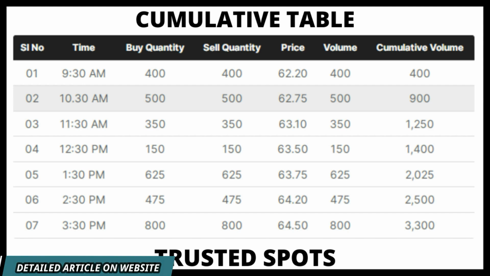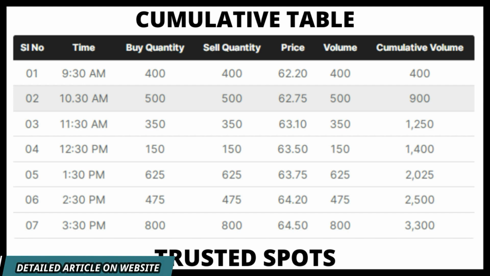The total volume information that you see here is called cumulative volume, meaning at 3:30 p.m., a total of 3,300 shares were traded at various price points ranging from 62.20 to 64.50 in the entire trading session.